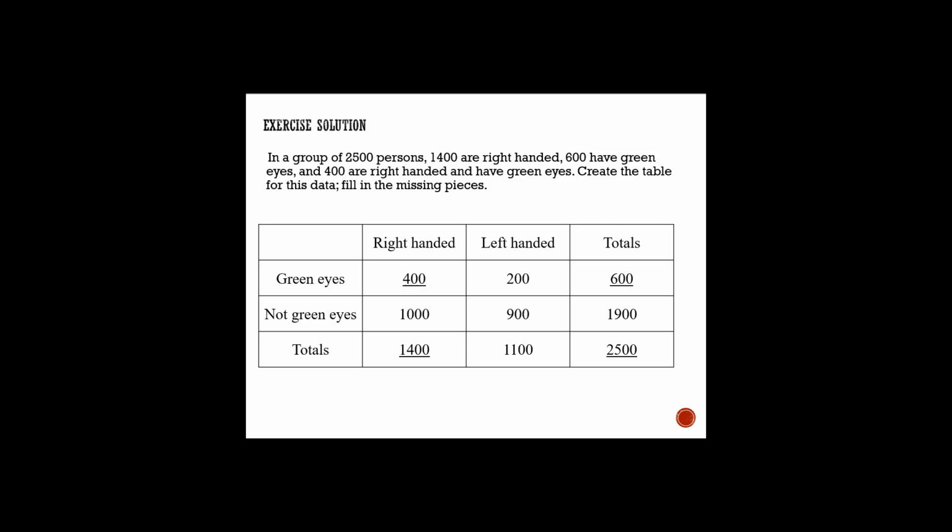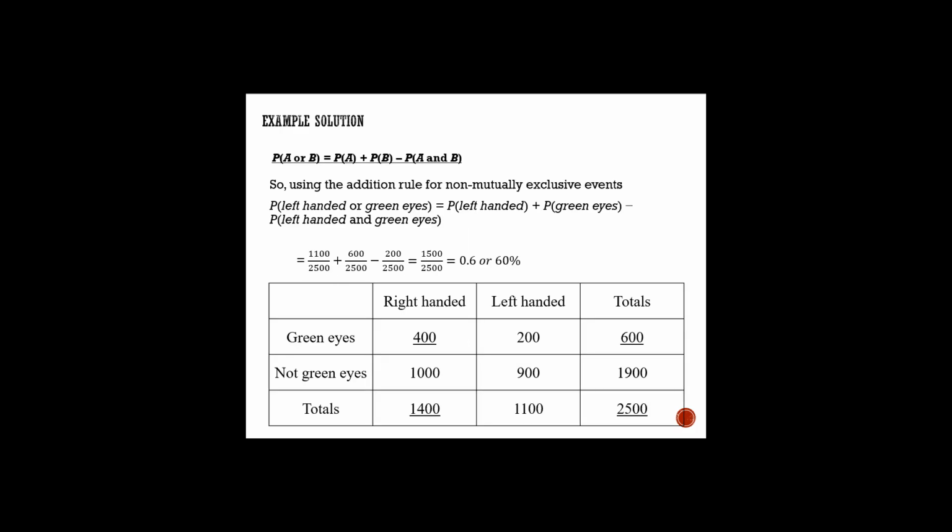Go ahead and check and see if you've filled in your table correctly. You should have 200 left-handed that are green eyes, and 600 total green eyes, 1,900 that are not green eyes, and I think I've got the numbers correct on this chart before you go forward. So let's finish our problem.